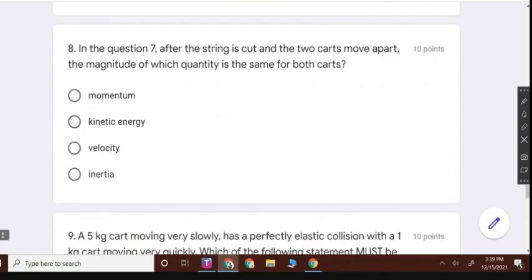All right, in question 7, after the string is cut and they move apart, what's the same for both cars? This is a good one. Not the velocity. The momentum, because they start from rest and push apart, and m1v1 equals m2v2, right? Remember that? Maybe you didn't remember the previous problem. They started from rest, the string is cut, they push apart, and m1v1 equals negative m2v2.